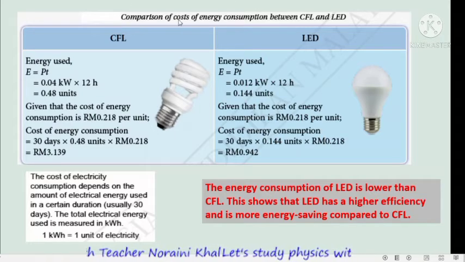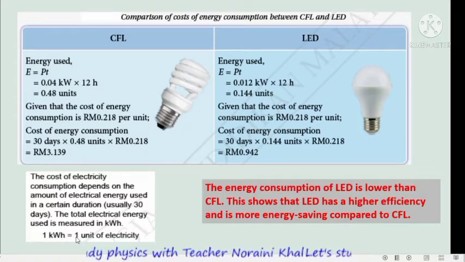So let's look at the comparison of cost of energy consumption between CFL and LED. For CFL, the power just now is 40 watt. For energy use, we use the formula E equals PT. First of all, we need to calculate the number of units used by CFL. 1 unit of electricity equals 1 kilowatt hour. The calculation of the electric bill based on the electrical tariff requires you to calculate the number of units used, or how many kilowatt hours of electrical energy consumed.